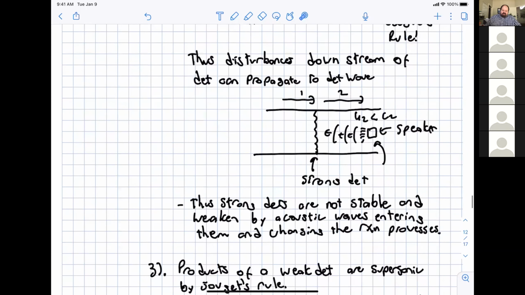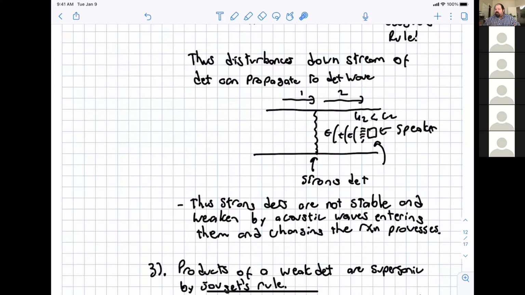And so what happens is that strong detonations are not stable, and they are weakened by acoustic waves that enter into the detonation wave structure, which reduce the rate of chemical reaction and slow it down. It slows down to the point where the products are sonic, and the acoustic waves produced by the speaker can no longer make it inside of the detonation wave itself.